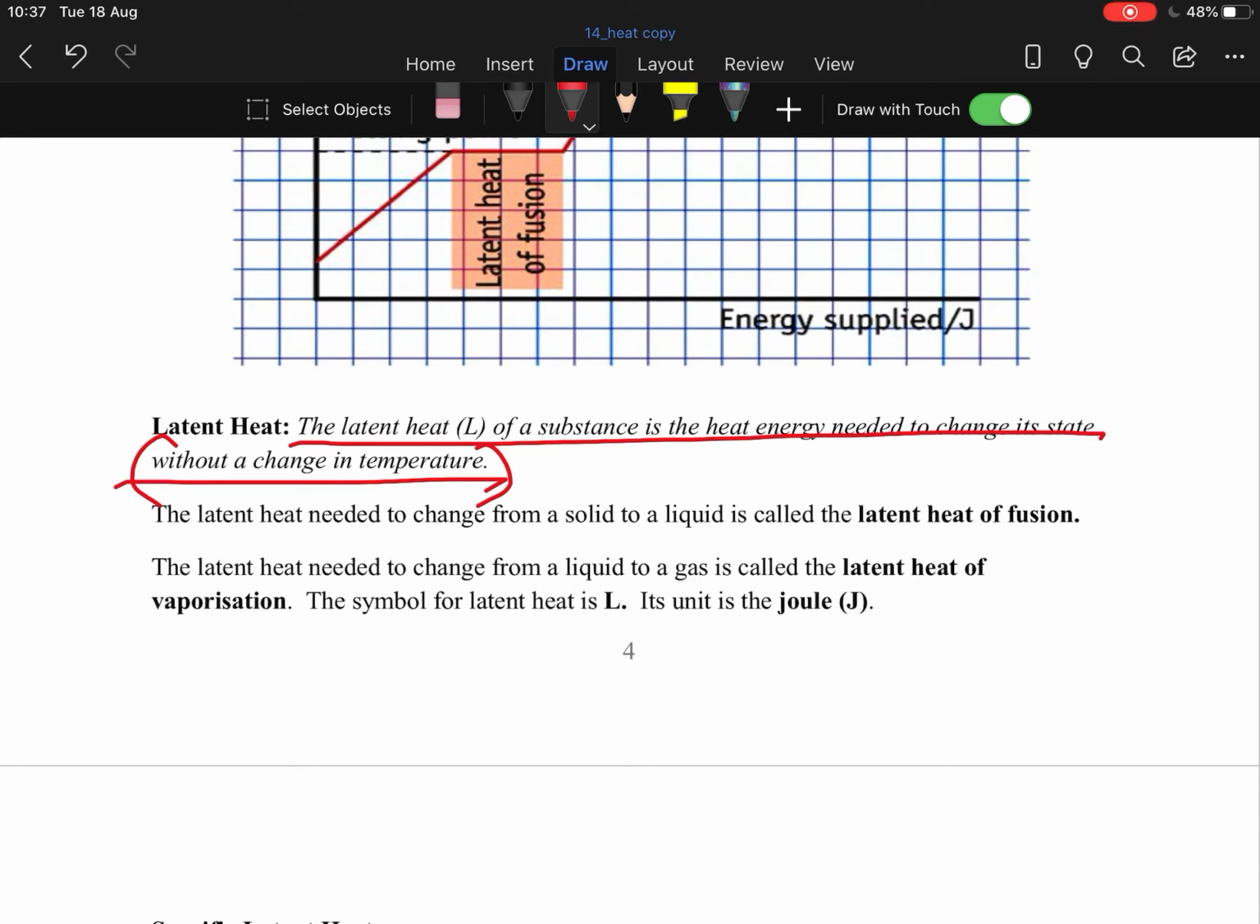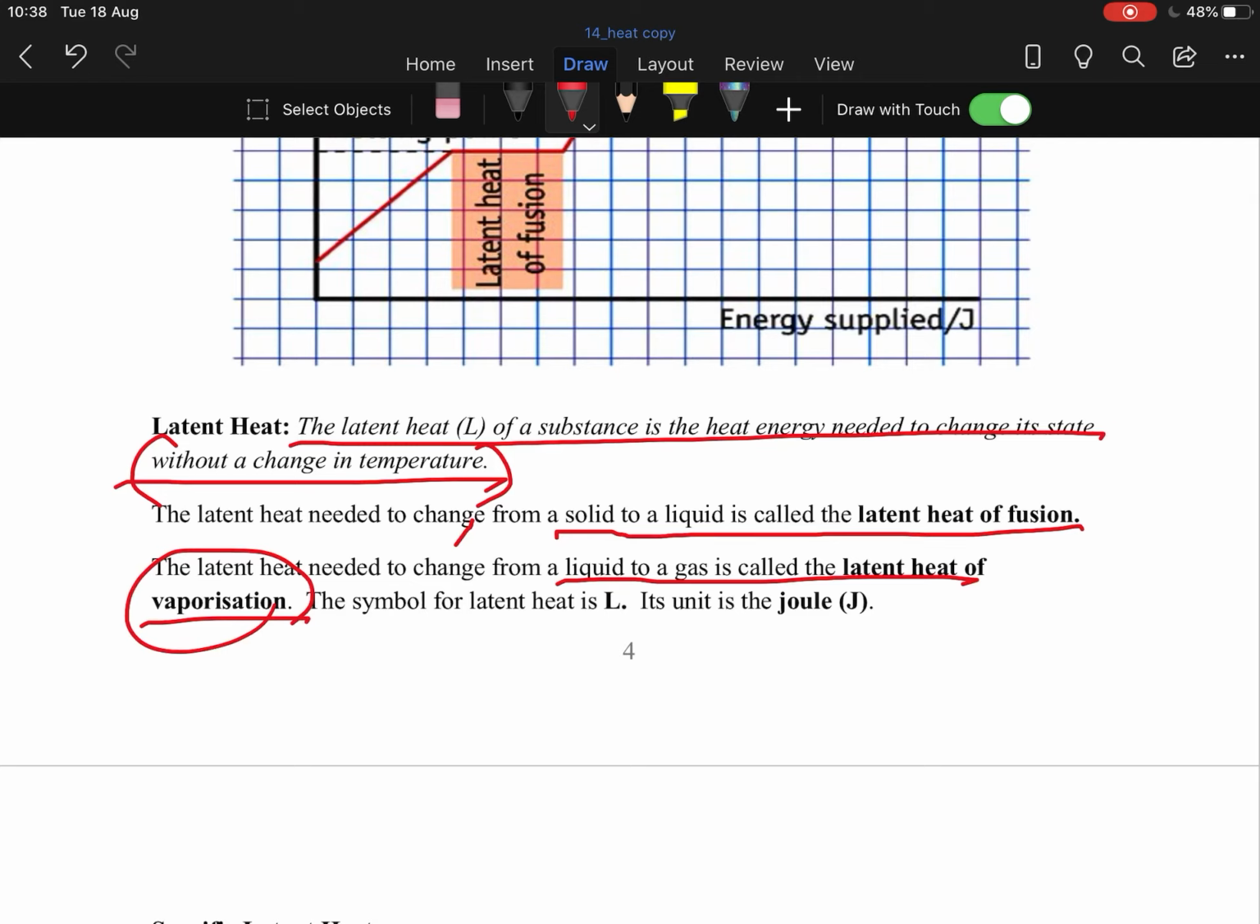Okay? Because if you forget to state that, you're wrong. Now, if we're going from a solid to a liquid, or a liquid to a solid, that is fusion. If we're going from a liquid to a gas, gas to a liquid, that is vaporization. How can you remember that? Simple. Look at the word vaporization. Vaporization sounds like something's turned into vapor, gas. You see? Think of it that way.